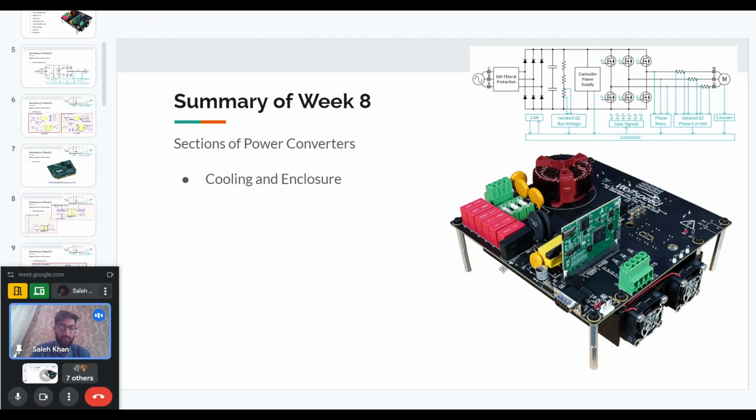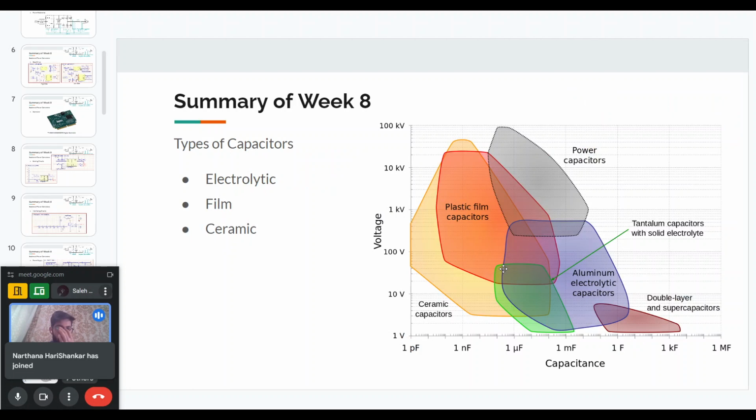So these are the different sections of power converters that we will have, and you have to pay attention. At least you have to know something about all of these sections in order to make a working converter. So next we can talk about the different types of capacitors. So we have seen different capacitors that are used inside the converter.